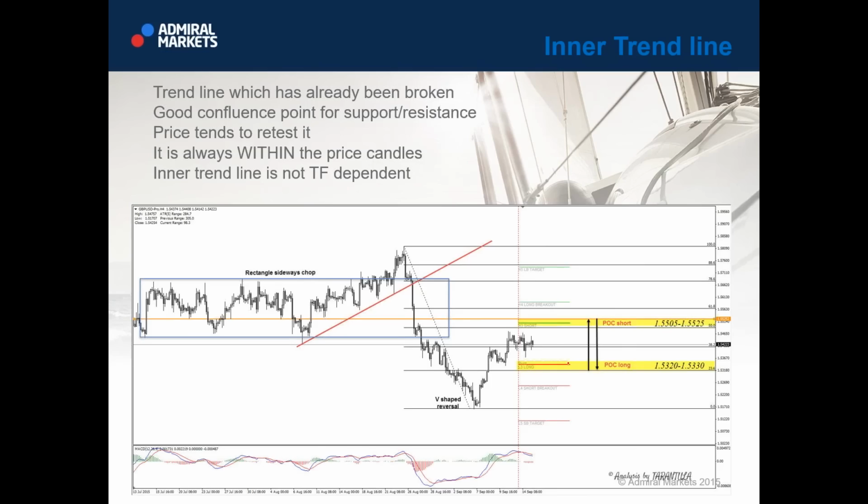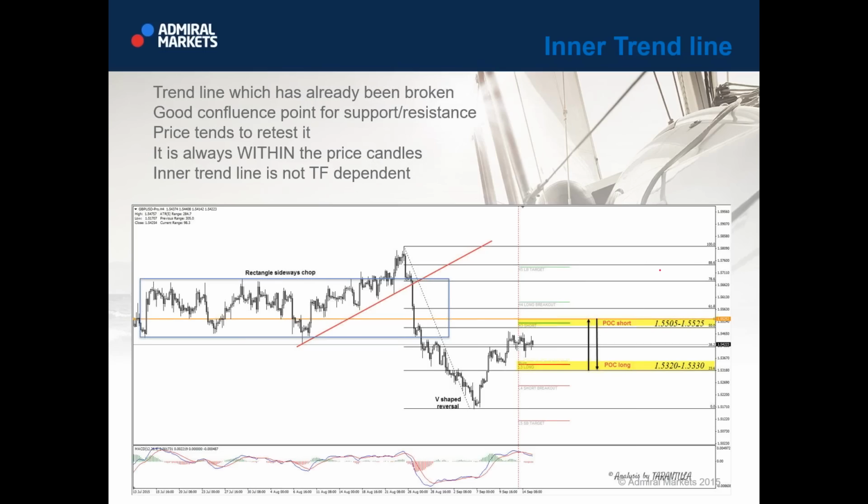Okay, and when you connect a trend line, you need to connect wicks. Wicks always, not bodies, wicks. It's real-time price action. When you see the trend line has been broken, that means that line can become an inner trend line. This is a good representation of an inner trend line, a trend line which has been broken.